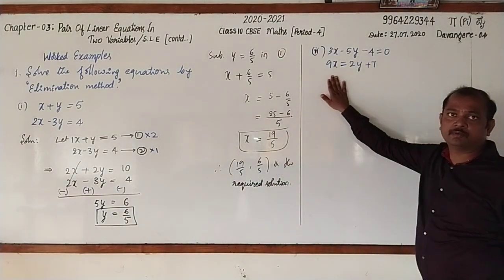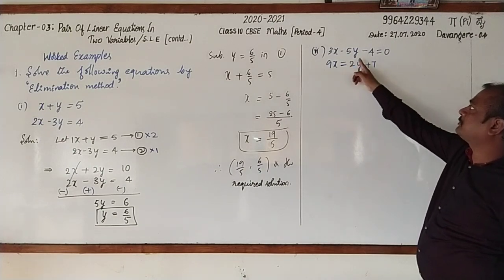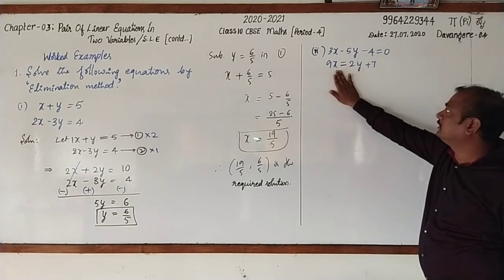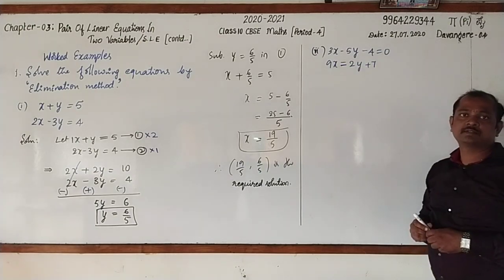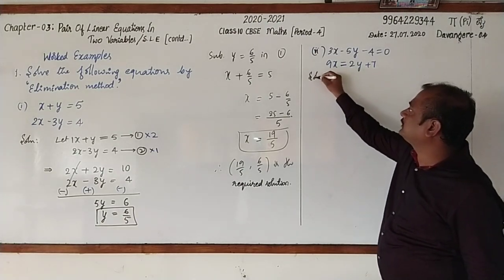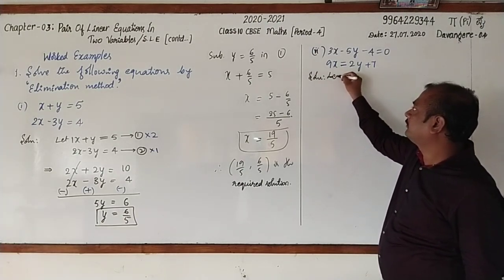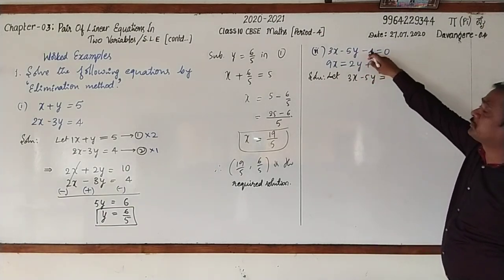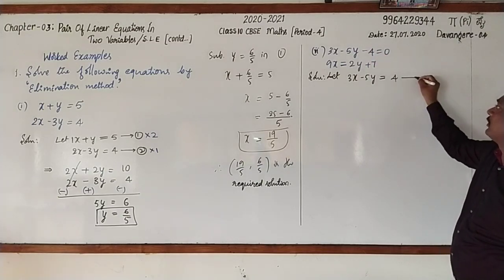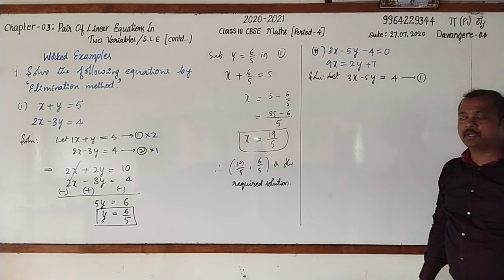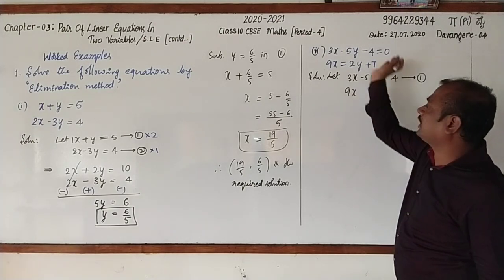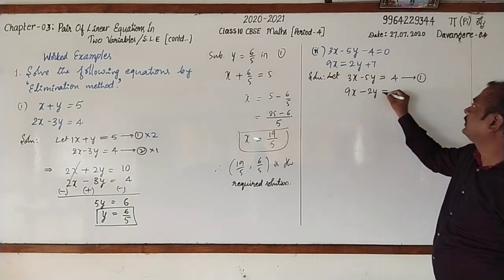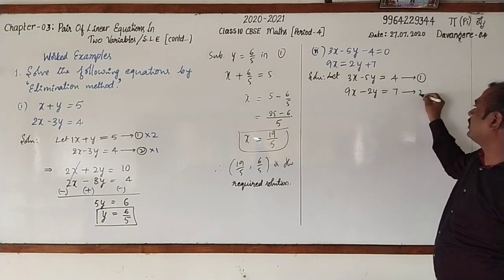Now we will move on to the second one. Please go through this: 3x minus 5y minus 4 equal to 0, and the second equation, 9x is equal to 2y plus 7. Let us find this by the elimination method. First, 3x minus 5y is equal to minus 4. Transfer that to the right hand side, it becomes plus 4. Call it equation 1. Next, 9x, transfer 2y to the left hand side, minus 2y. In the RHS, keep that 7 as it is. Call it 2.